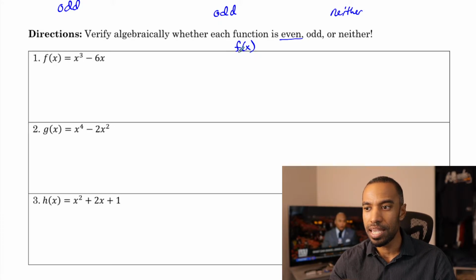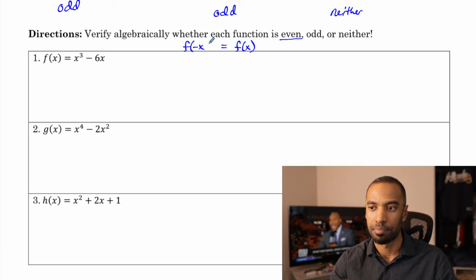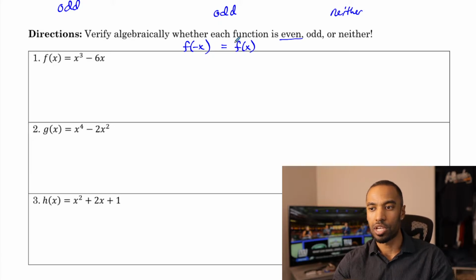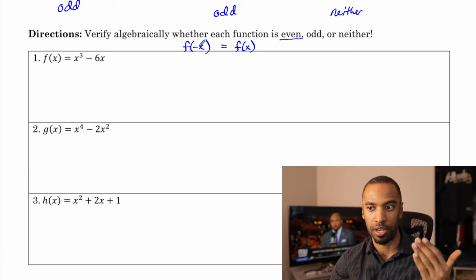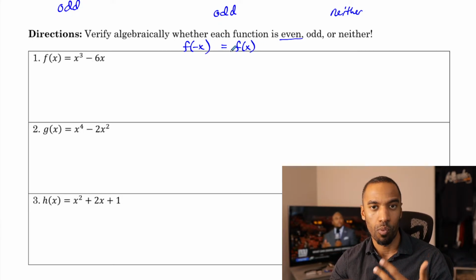So what we need is the value of y for any function that you have to be the same when you plug in either some x value or its opposite. When you plug in some x value or its opposite, they need to share the same y value. They need to be equal. This means the y value when I plug in the opposite of x. This means the y value when I plug in x. They need to share the same y. If they do, your function's even.